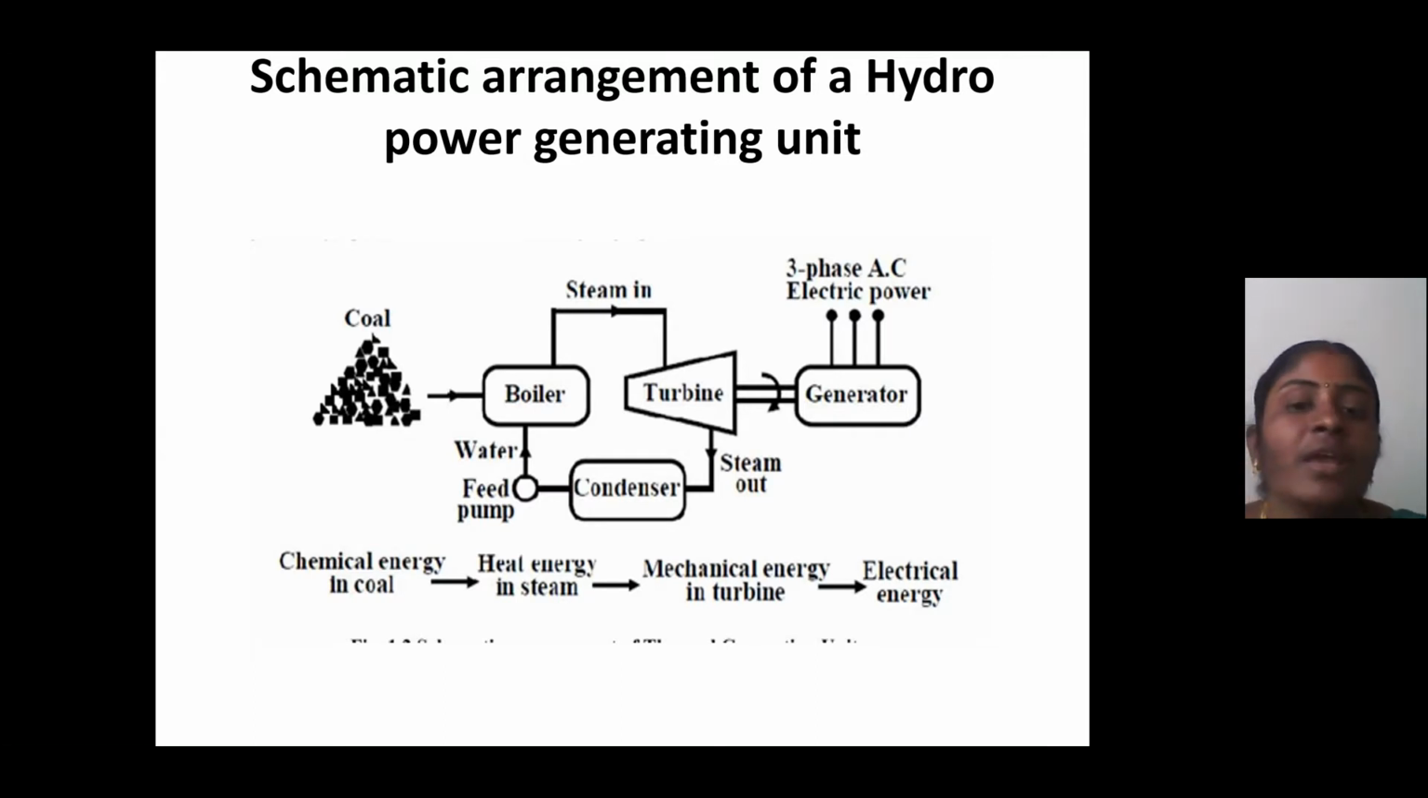In the flow chart, see, the chemical energy is in the coal, then it is converted into heat energy in the steam, then mechanical energy in the turbine, and electrical energy in the generator. So this is the flow. The steam out from the turbine again gets condensed and becomes water. Again the water gets boiled, then steam is received from the turbine. The process goes on. So this is the principle behind the operation of the steam power station.